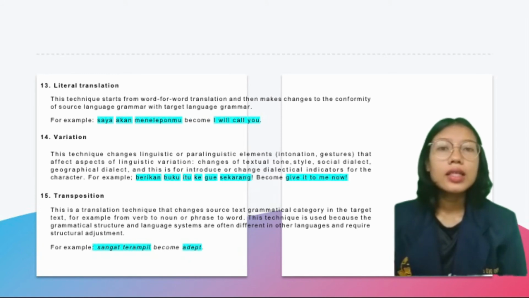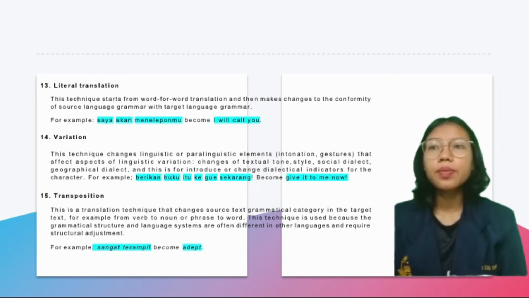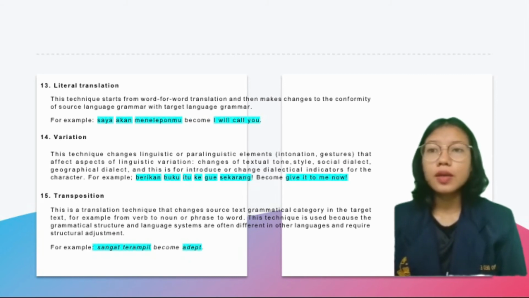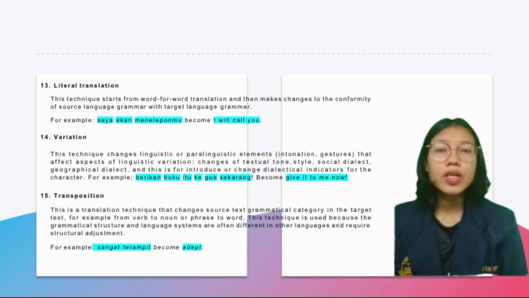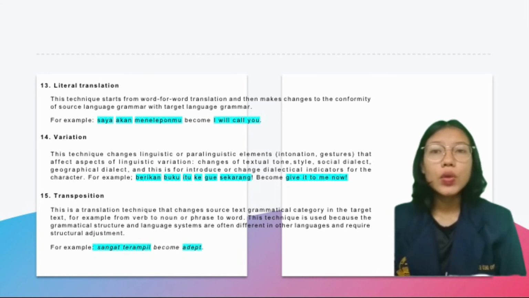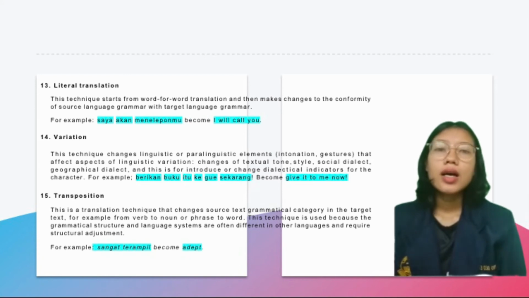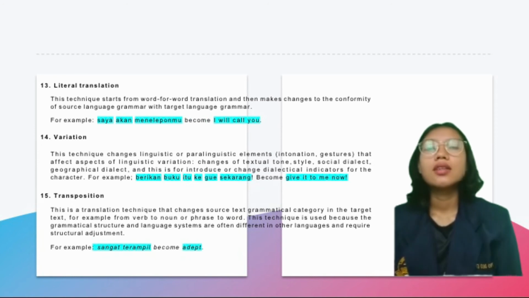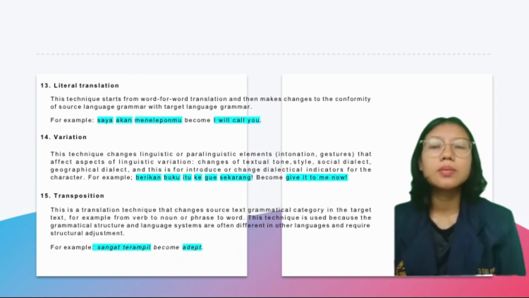And then the 15th, transposition. This is a translation technique that changes the source text's grammatical category in the target text, for example from verb to noun or phrase to word. This technique is used because grammatical structures and language systems are often different in other languages and require structural adjustment. For example, "sangat terampil" and the target language becomes "adept".